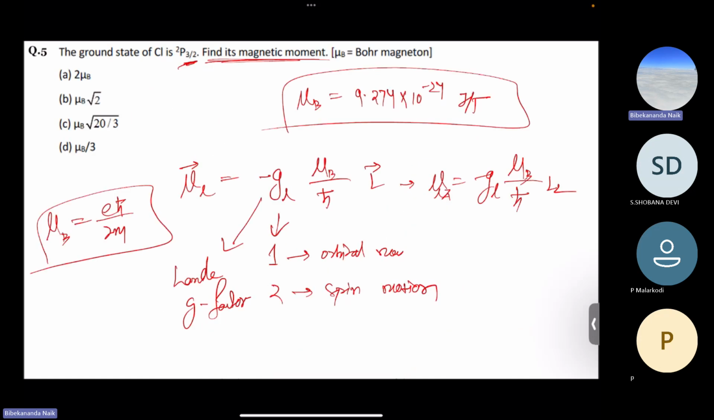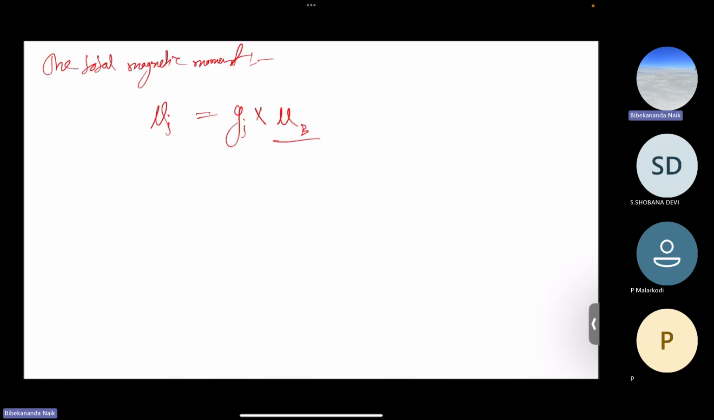So the total magnetic moment will be μ_J. μ_J will be minus g_J into μ_B by ħ J vector. What was the formula? g_J into μ_B by ħ J vector, or minus, you can say. Is this clear to everyone? So μ_J will be minus g_J into μ_B by ħ J vector. Is this clear?